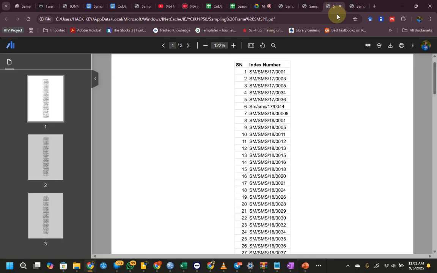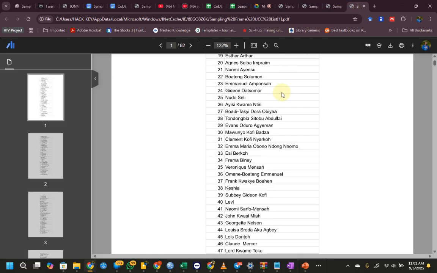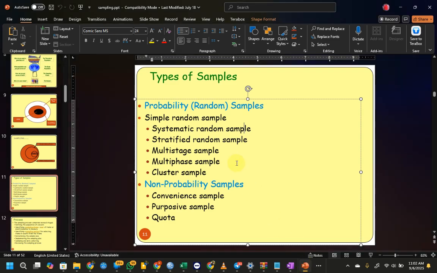Yes, that is when you have the sampling frame. That is why it's important that when you're using a probability sample, you choose the sampling frame. And everyone has an equal chance because it could be him, it could be Ayisi, it could be AC, it could be Frema, it could be Levy, it could be anybody. They all have an equal chance because you have their list.